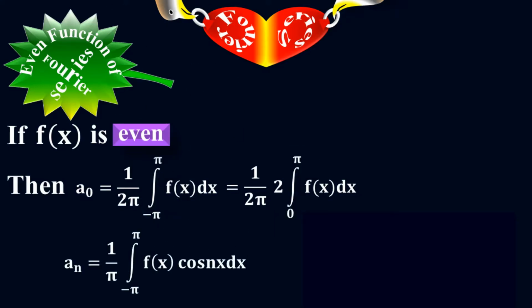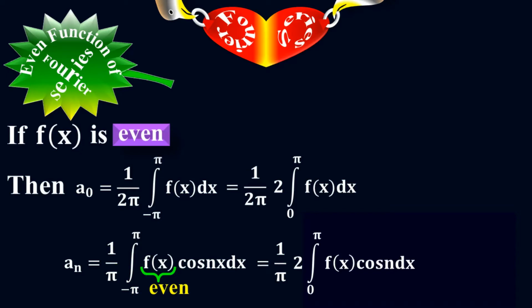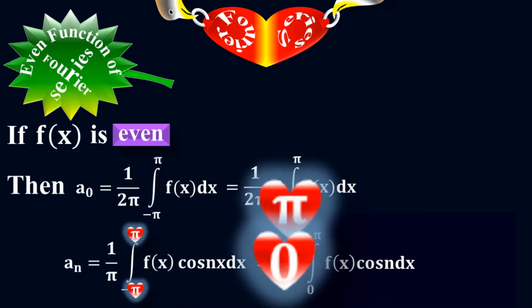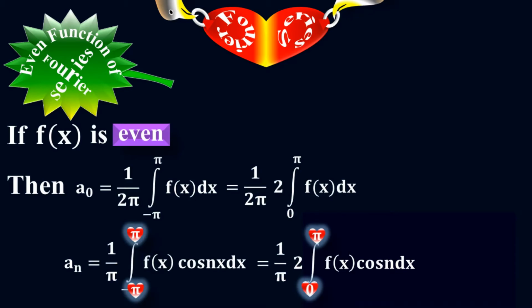Similarly, the formula for a sub n equals 1 over pi times the integral of f of x times cos nx dx, which equals 1 over pi into 2 times the integral of f of x times cos nx dx. If the given function is even, cos nx is also even. Remember, I have already explained in a prerequisite lecture that cos nx is even and sin nx is odd. So here even times even equals even. So this whole function is even, and I have this formula for a sub n. Similarly here I just replaced the limits by 0 to plus pi and multiplied it by 2.